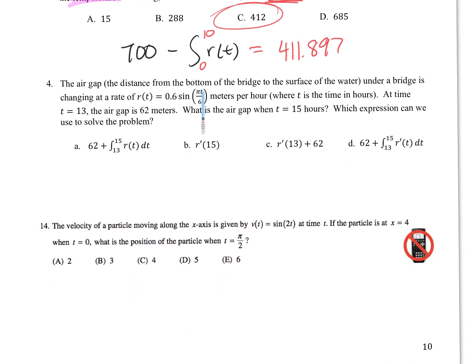Air gap, distance from the bottom of the bridge to the surface of the water. Never heard it called that. Under a bridge is changing at this rate. Would it make sense that the distance from under the bridge to the water would change? Yeah, with the tide and things. Love that. So this is the rate that the air gap is changing. At time t equals 13, the air gap is 62 meters. What is the air gap at t equals 15? Which expression can we use to solve it?